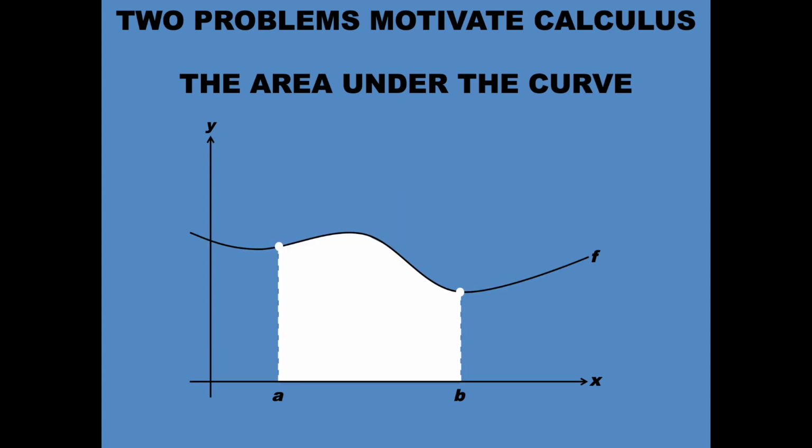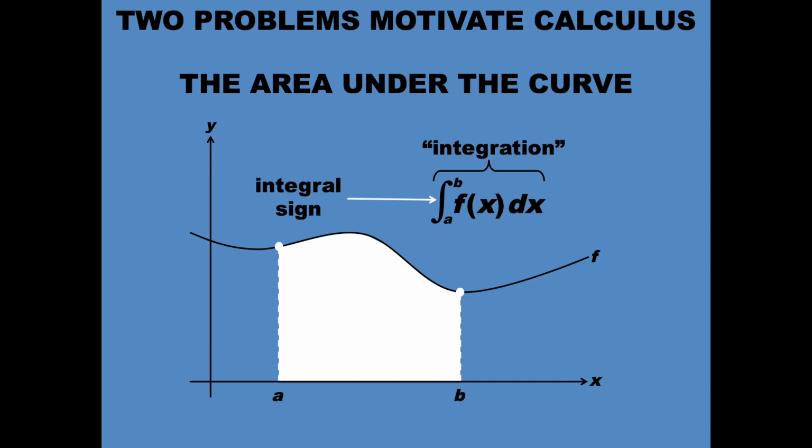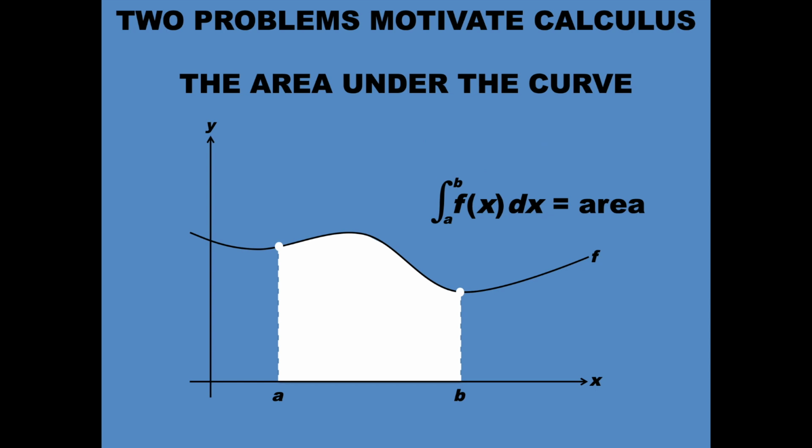In many cases, not all cases, but many, we can take the formula for our function f, run it through an operation called integration. This long stretched out s right here, this is called the integral sign. Anyway, the result of integration will be the area under the curve. Note how a, b, and f all show up in this doodad.